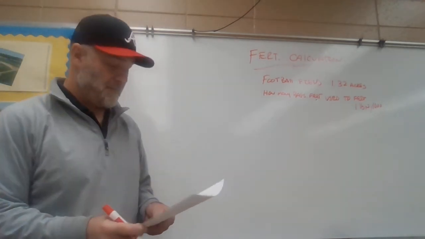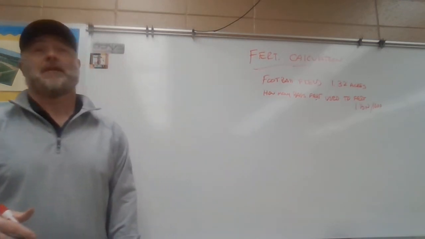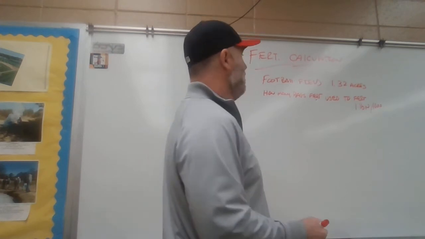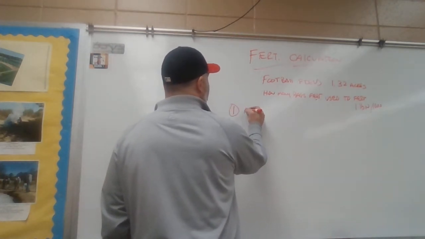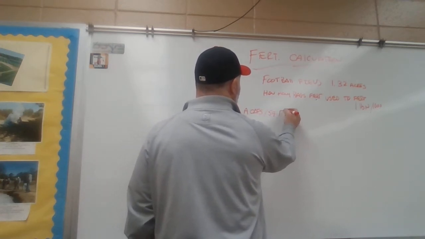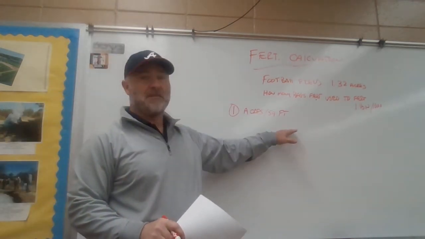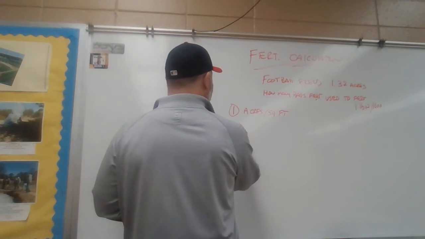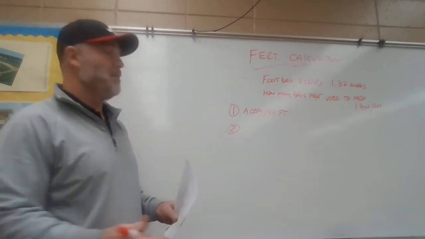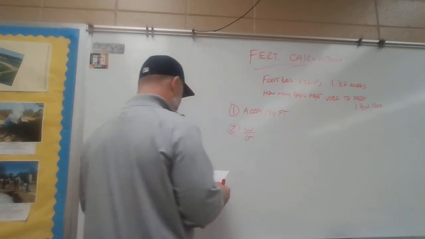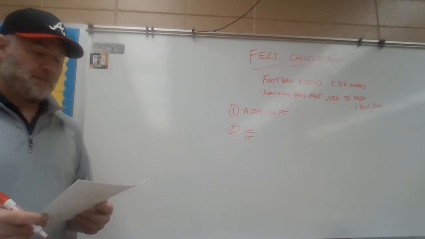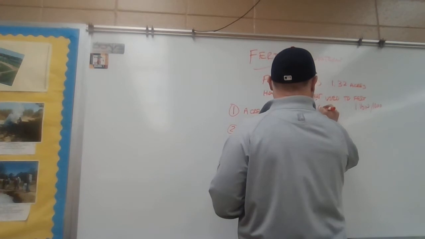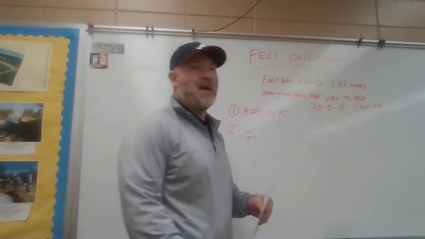So the first thing we need to do is find out how many square feet are in that 1.32 acres. That's our first step. So you have acres. All this math needs to be converted into square feet to make everything work out right. Our second step will be what we want over what we got. What we want, what we got. Then the bag is 25 pounds of fertilizer.